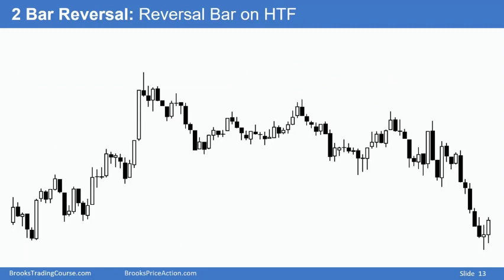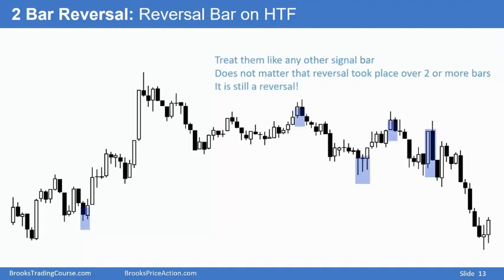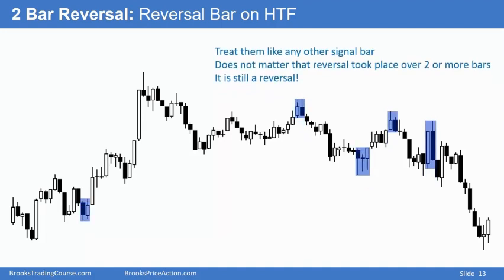Every 2-bar reversal is a reversal bar on a higher time frame chart. And again, you treat them like any other signal bar. It does not matter if they take place over 2, 3, 4, 10, 20 bars. All that matters is the market's trying to reverse.